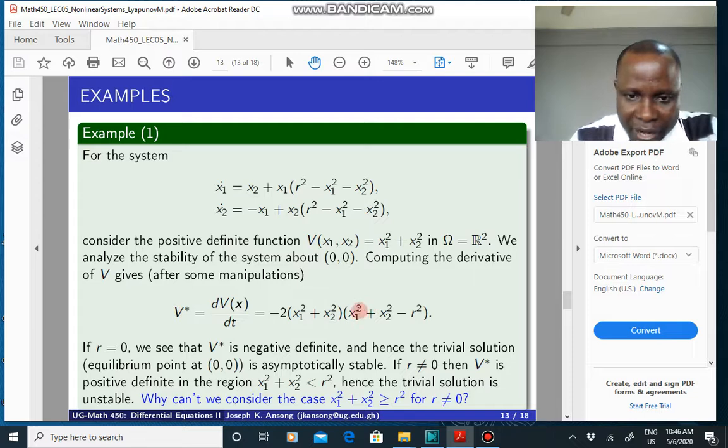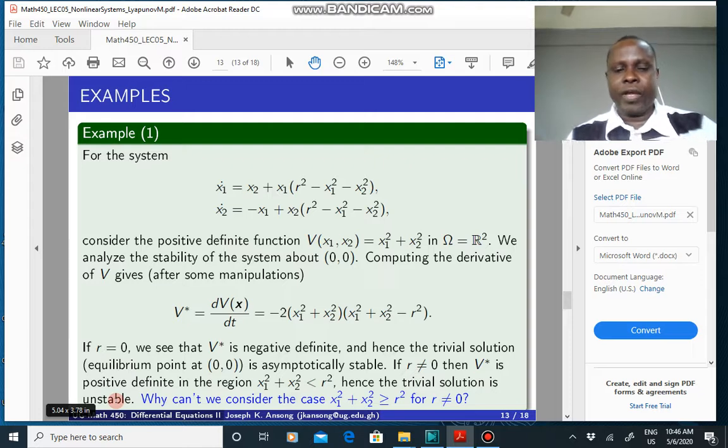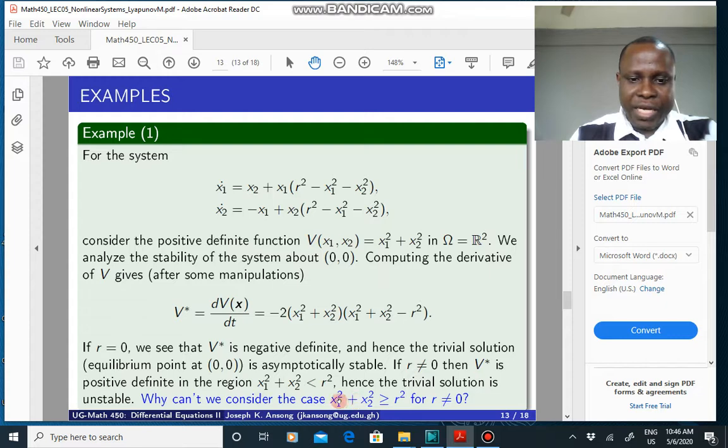Now if r is not equal to 0, then we see that if x1 squared plus x2 squared is less than r squared, then the expression in the second bracket is negative, but this is negative here, so the whole thing becomes positive. So v star is positive, which implies that if x1 squared plus x2 squared is less than r squared, then the trivial solution is unstable, from the theorem. My question is, why can't we consider the case x1 squared plus x2 squared greater than or equal to r squared? Why can't we consider this? We only consider this. Good. So think about that.